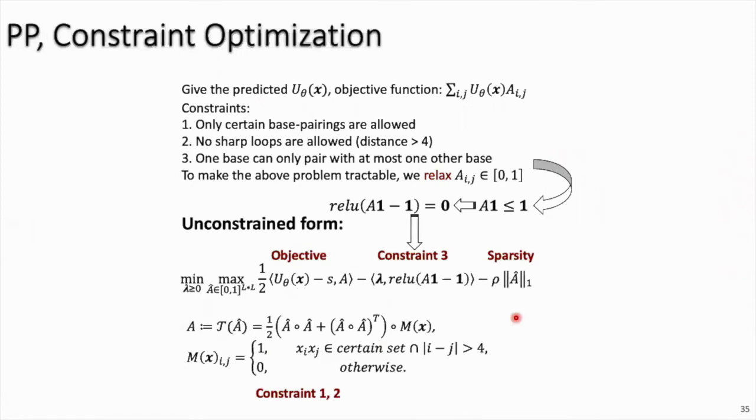In this slide, we will translate the description of those constraints into the mathematical formulation. And then we will convert the constraint optimization into the unconstrained form so that we can use the gradient algorithm to resolve it efficiently. More specifically, for the first constraint, only certain base pairs allowed. That means given the RNA sequence in a final contact map, only specific positions can potentially be set as 1. Regarding the second constraint, no sharp loops allowed. That means in the final contact map, all the elements within the diagonal band can only be set with 0.